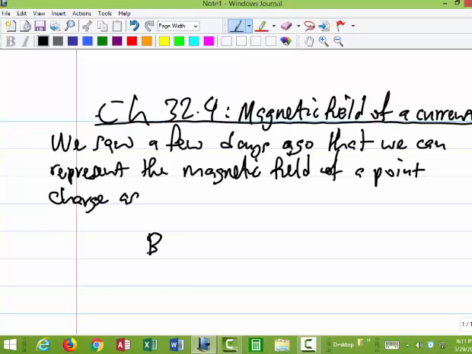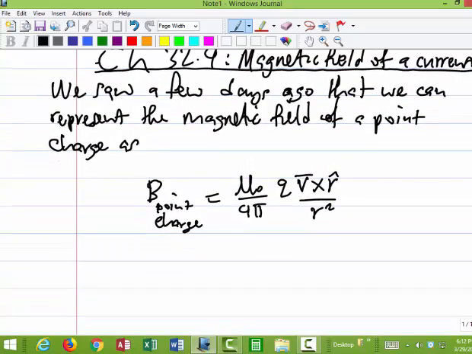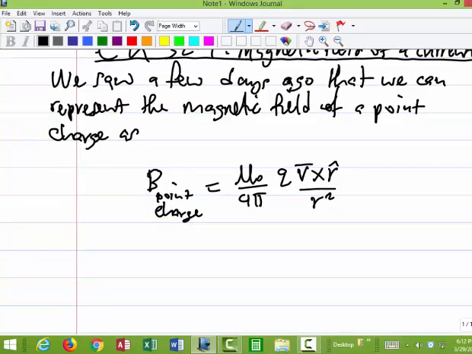So we have B of a point charge. We said this was equal to mu naught over 4 pi, and then we had Q times V cross r hat over r squared. So r hat is the unit normal vector in the direction of r. So this was the magnetic field of a point charge. And so we can use this to find the magnetic field of a current as a starting point.